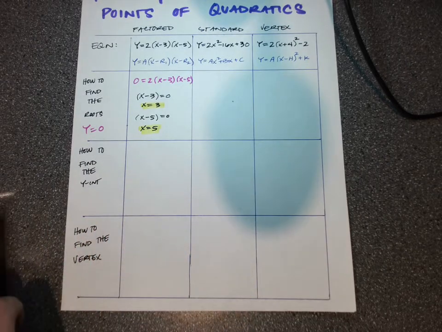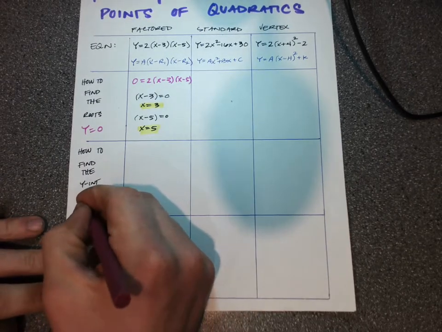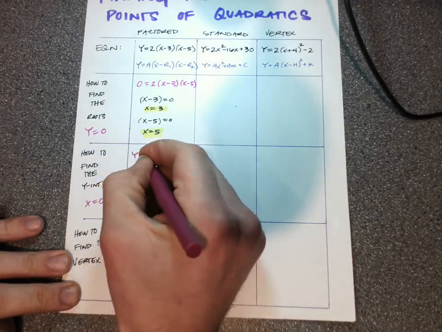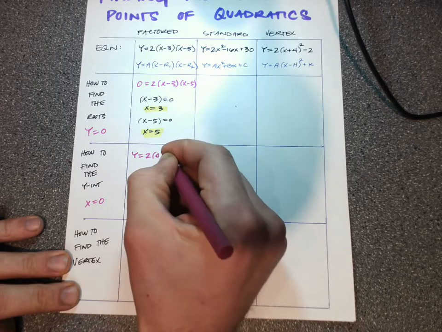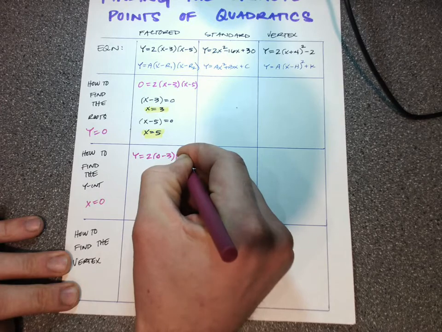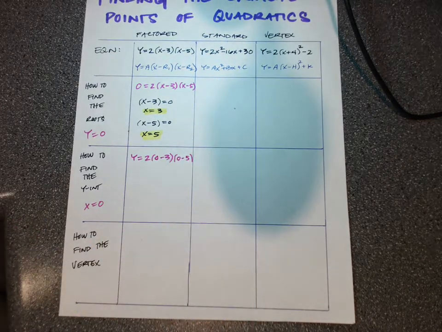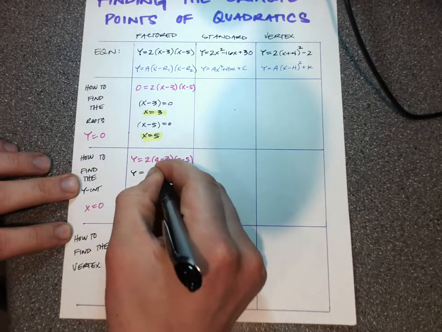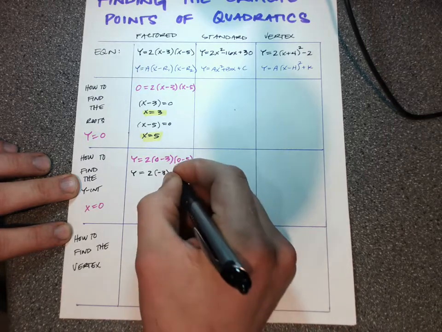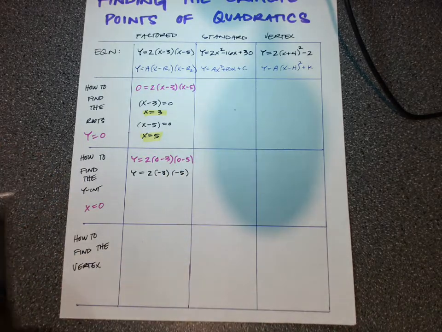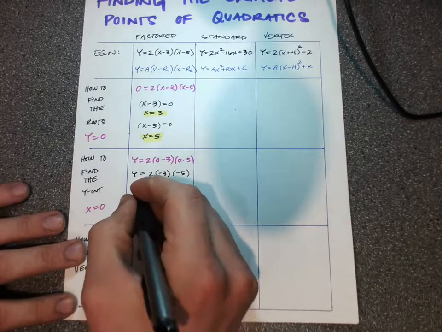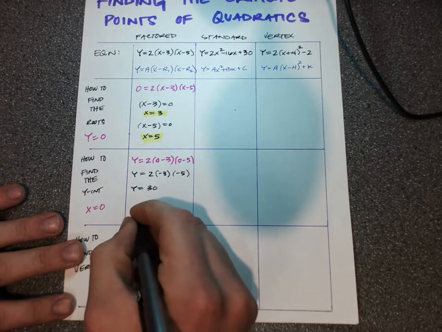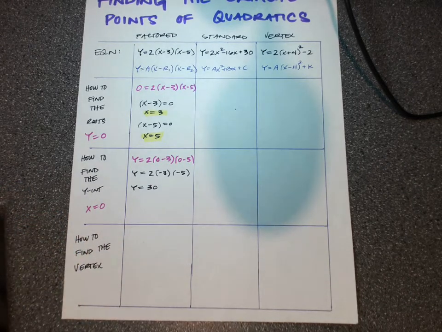Now, if you want to instead find the y-intercept, that occurs when x is 0. And so we'll take the same exact equation and substitute 0 in for x. Solving for y, y would be equal to 2 times negative 3 times negative 5, which would be 2 times negative 3 is negative 6, times negative 5 is positive 30. So the y-intercept occurs when y equals 30.